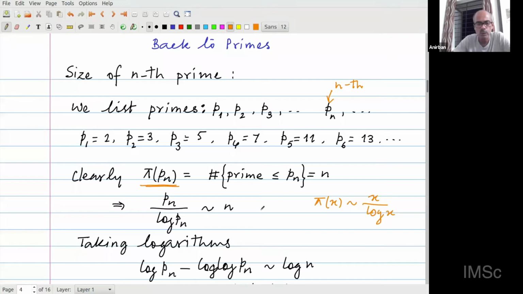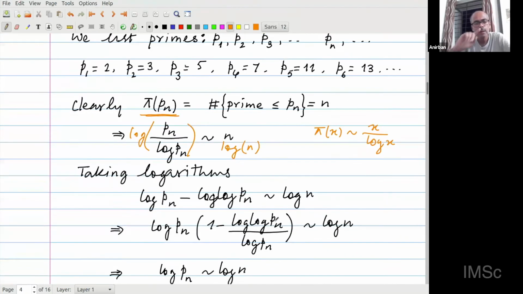Now we take the logarithm of both sides. Log of n on the right. Then what do we get? We get log of Pn minus the logarithm of log of Pn. Log of log, I like to just write double log. Number theorists are very happy to always write this iterated logarithm. Their favorite functions are iterated logarithms.